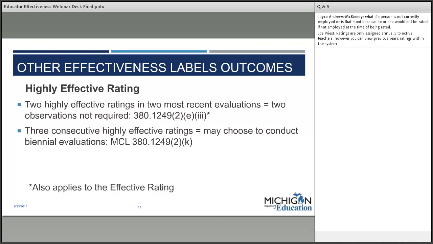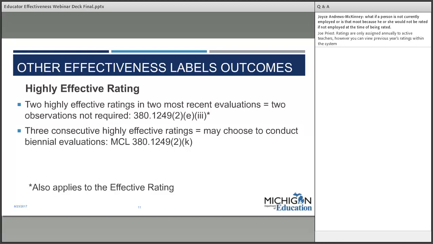So first, looking at the highly effective rating. If you have 2 highly effective ratings in the 2 most recent evaluations, it means that 2 observations are not required. Now, this is a lot of times confused. This is speaking to observations in the classroom. The legislation did state that everyone needed to be observed at least twice. So what this piece of legislation does is say if you've been highly effective, and actually this applies to the effective rating as well, that you would not need the 2 observations.